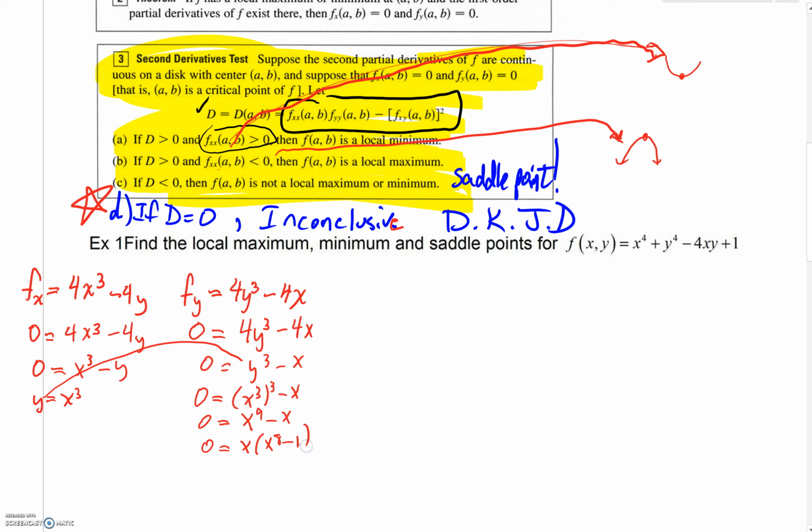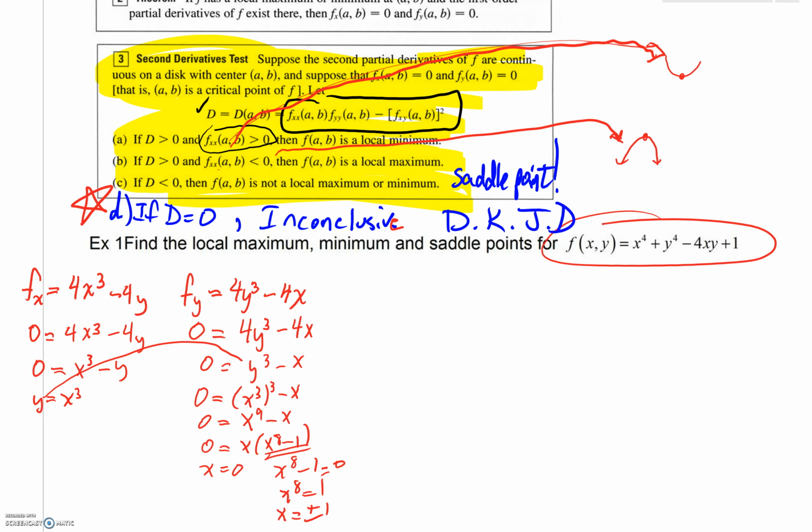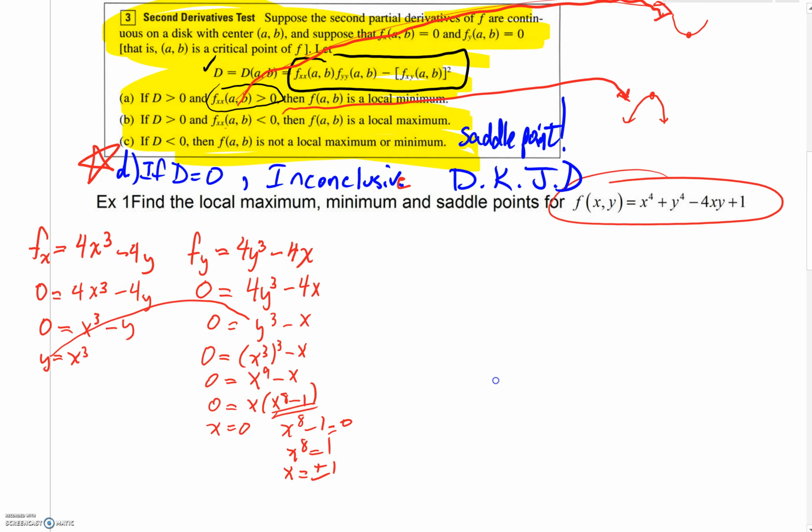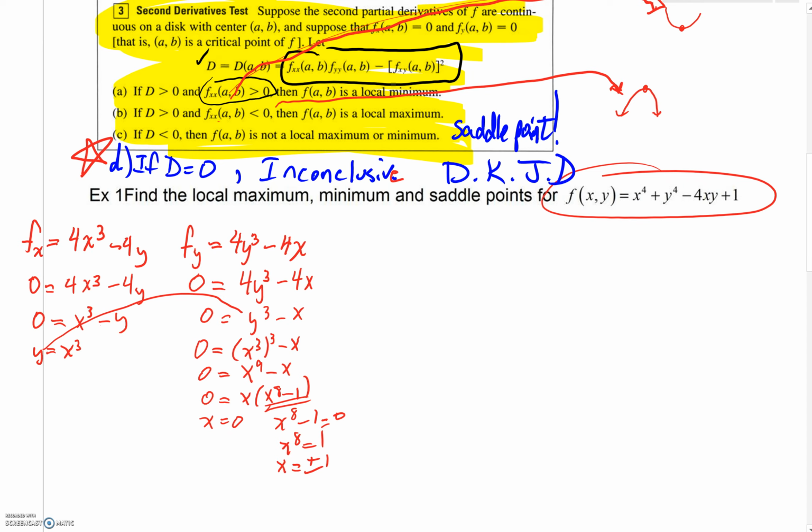And it won't take you too long to see x could equal 0. This equation right here would become x to the 8th minus 1 equals 0, or x to the 8th equals 1. Here you've taken the positive and negative 8th root. You'd get x is plus or minus 1. But we're going to have to go back to our original equation to find what's happening when x is 0, when x is 1, and when x is negative 1.